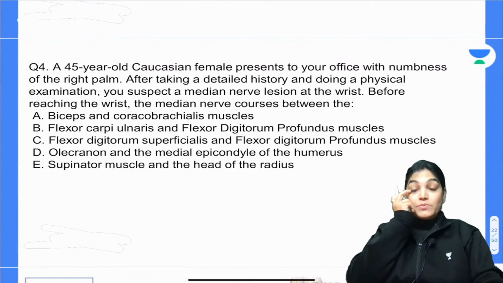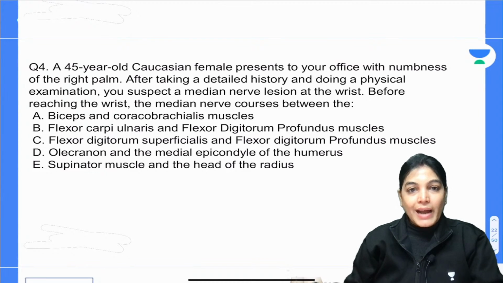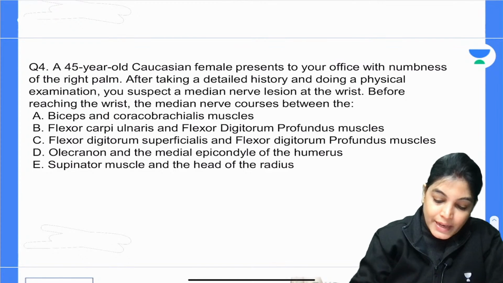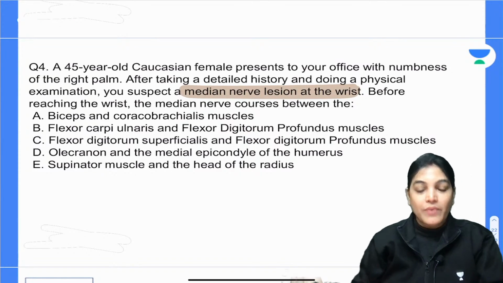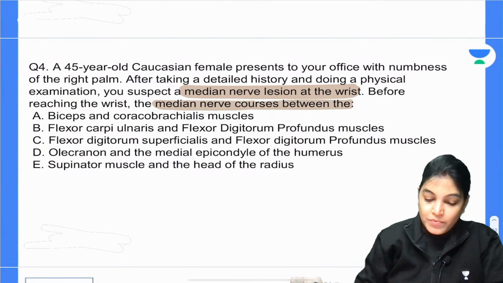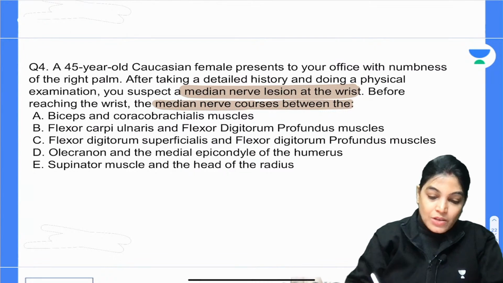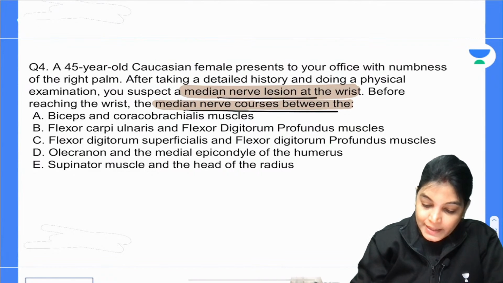Okay, so my dear aspirant, this is asking about the course of the nerve. So you can see numbness of right palm, and a median nerve lesion at the wrist. So already the nerve which is involved in this case has been given. So we have to know about the course of median nerve, coursing between which of the following structures to reach the wrist. So this is the key point which has been asked in this case. So these are the highlighted points.